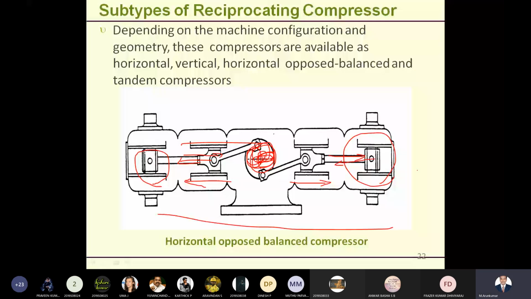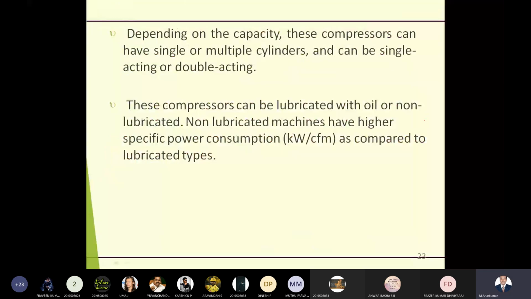So these are a type of reciprocating compressor. Actually, this principle is reciprocating. So from two motions, we can get the reciprocating motion, and also we can compress the air. Then, depending on the capacity, these compressors can have single or multiple cylinders, and can be single acting or double acting. So we can have the other subtypes also. Based on the capacity, we can classify them as single stage and multiple cylinders, also the single acting and the double acting piston cylinder arrangements.